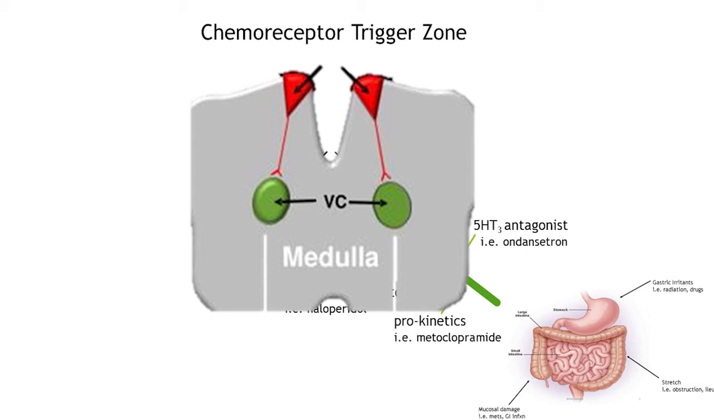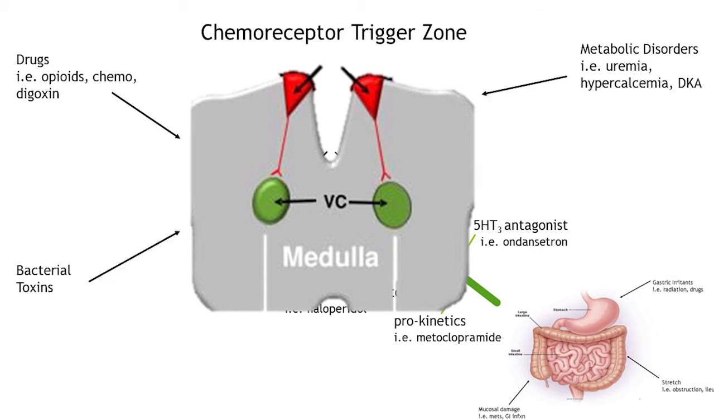So vomiting that's induced through this mechanism may come from drugs, opioids, chemotherapy, digoxin, just to name a few. Also bacterial toxins, and then our metabolic disorders that cause vomiting like uremia, hypercalcemia, and DKA. So these are a large proportion of patients that we admit to our inpatient services. And what's the best way to treat their nausea and vomiting?